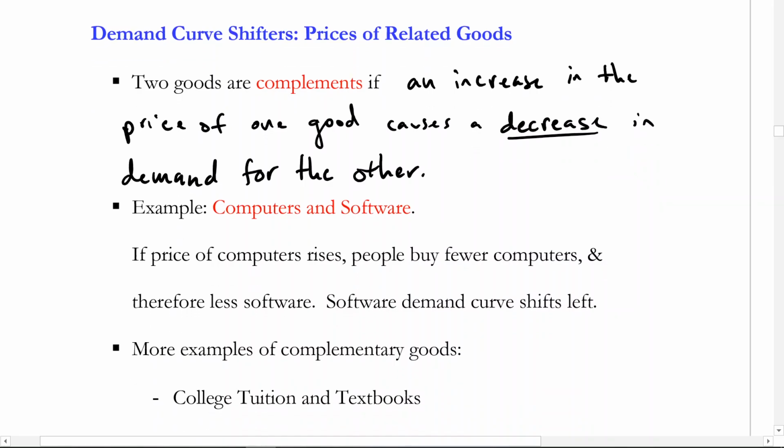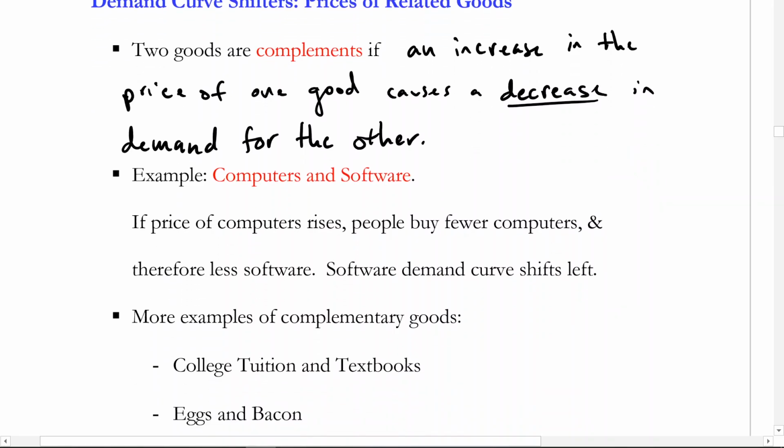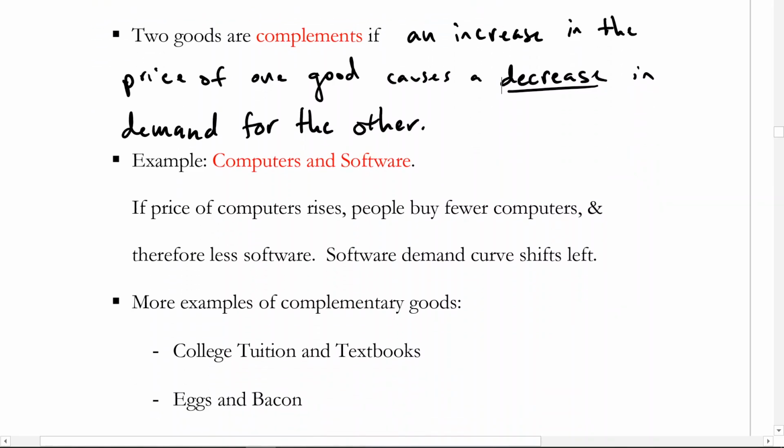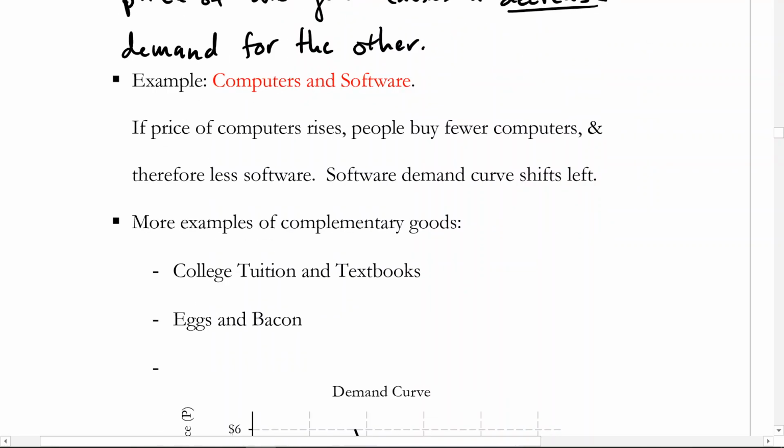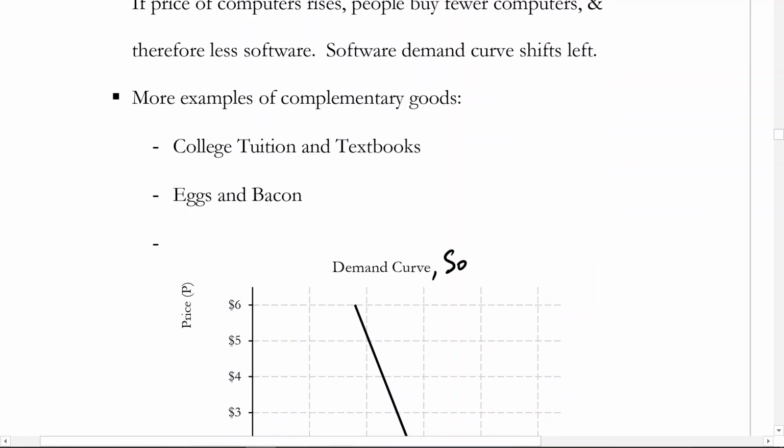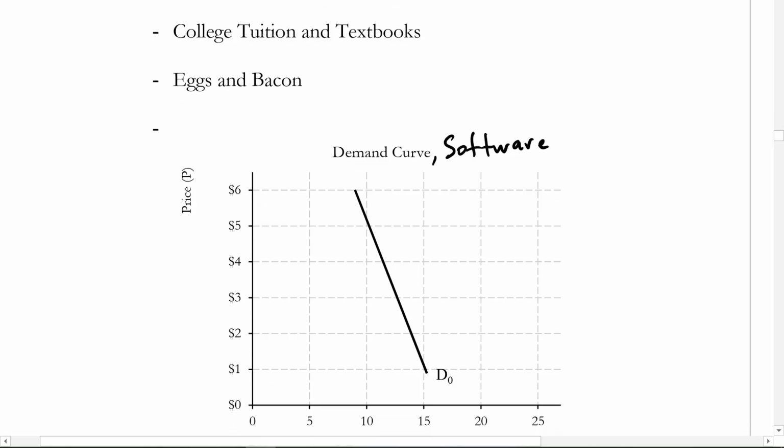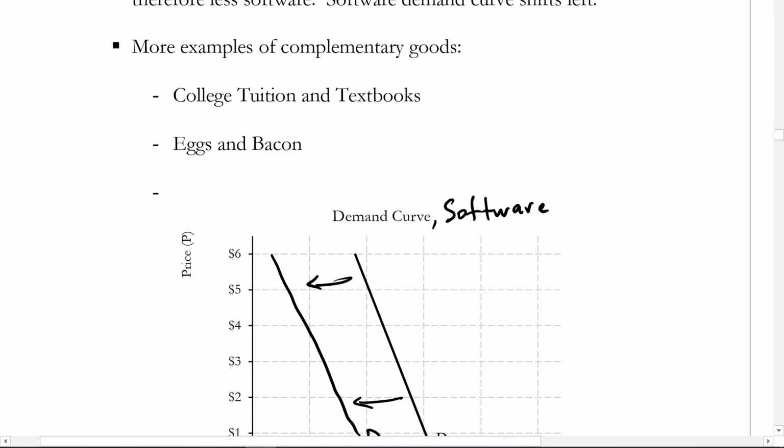Okay, so computers and software, they go together. If the price of computers rises, people buy fewer computers and therefore also less software. So if we're talking about the demand curve for software and the price of computers goes up, people buy fewer computers, and people therefore buy less software.